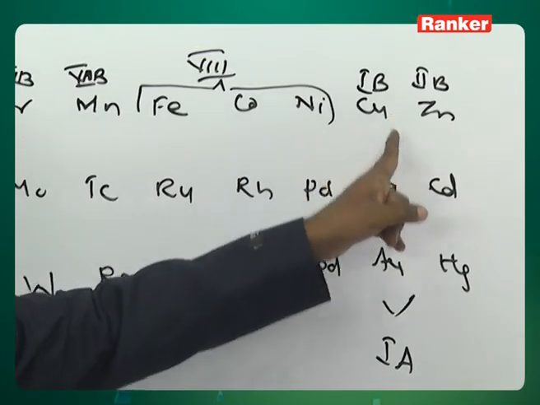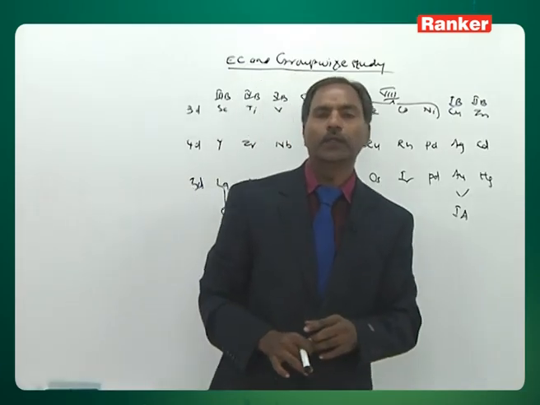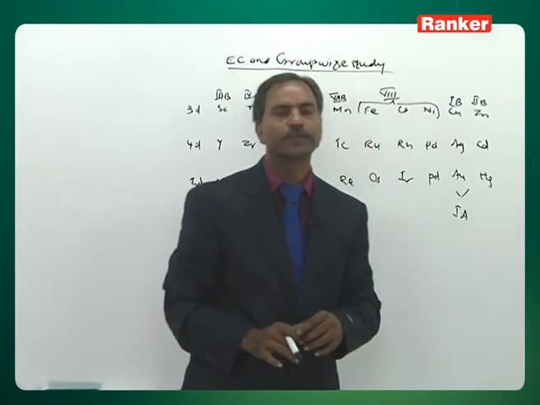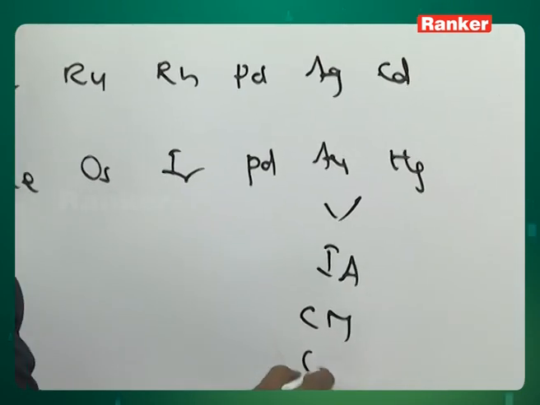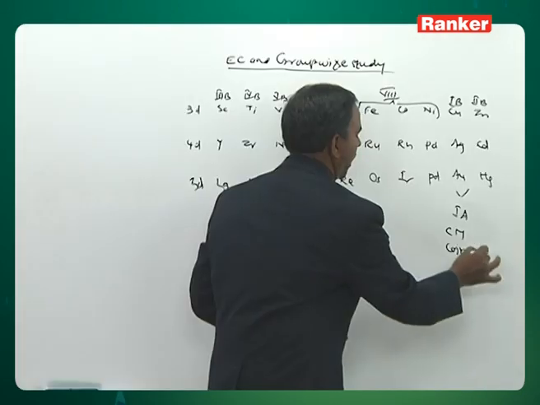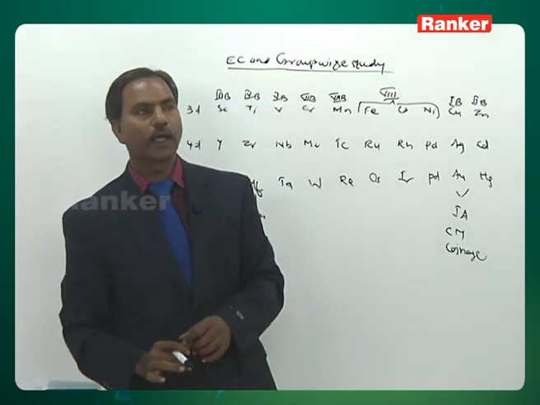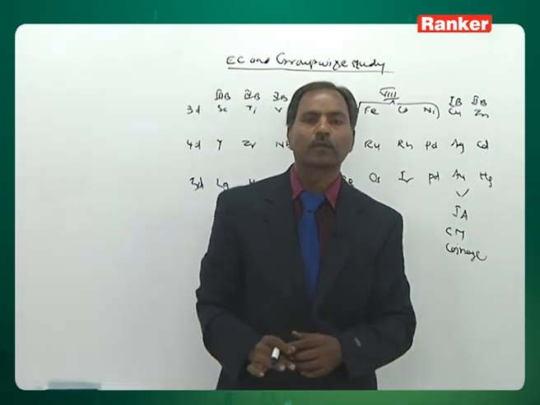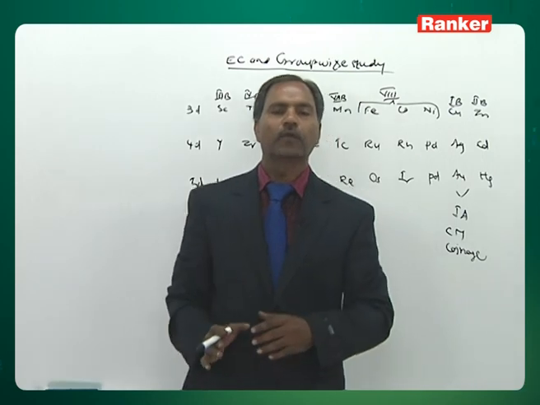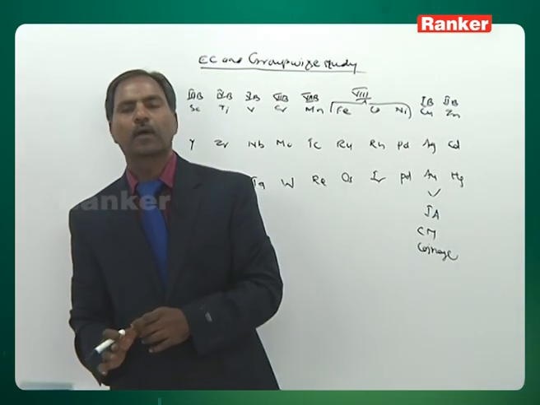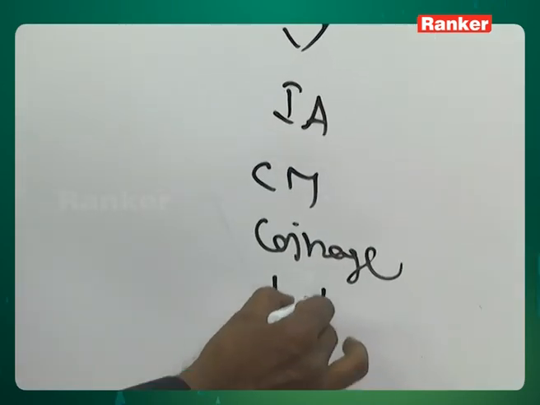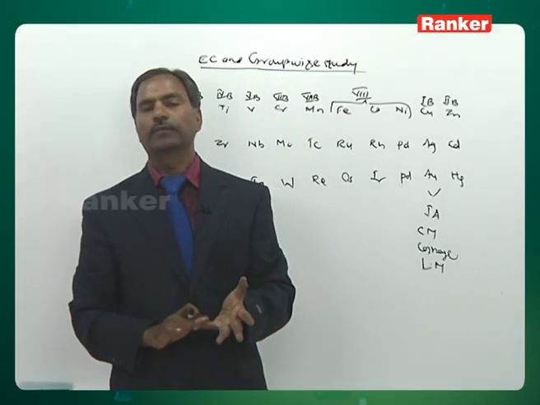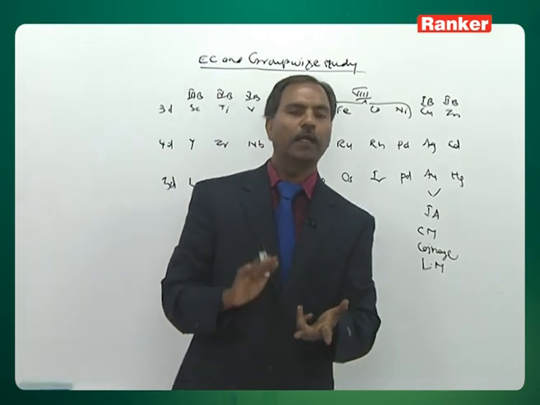Next, one more thing: copper, Ag, Au are generally known as currency metals or coinage metals. These three metals are much more liked by ladies. Therefore, these three elements are also commonly known as ladies metals. Currency metals, coinage metals, and ladies metals.